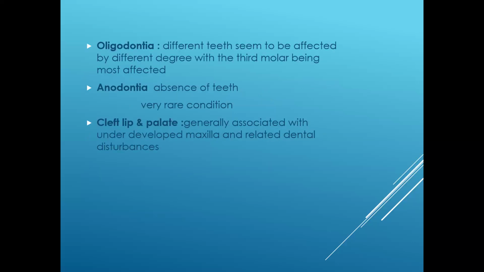Oligodontia: here different teeth seem to be affected to a different degree, with third molar being most affected. And anodontia is the absence of teeth and it is a very rare condition. And cleft lip and palate is generally associated with the underdeveloped maxilla and related dental disturbances. These are the congenital factors affecting malocclusion.